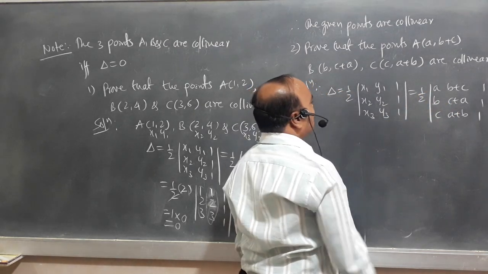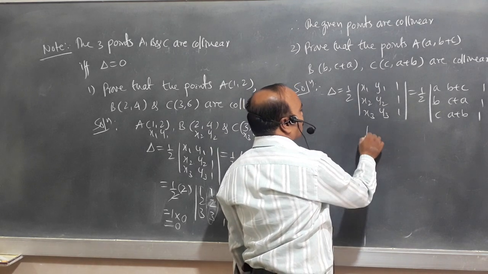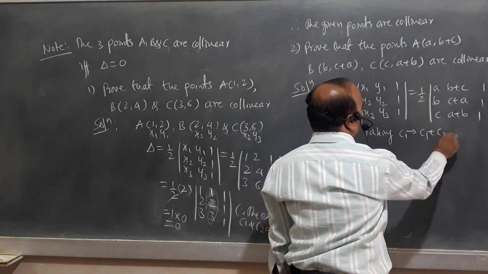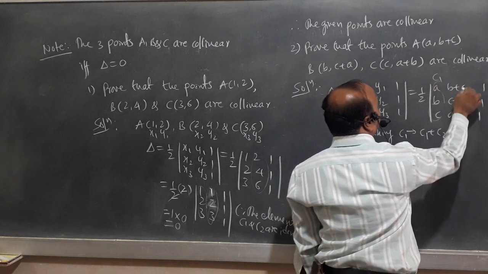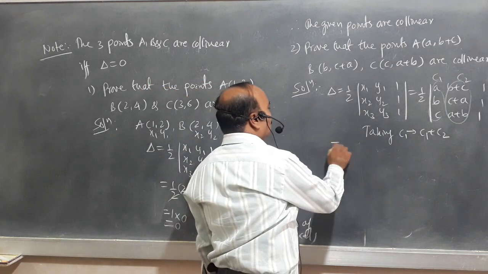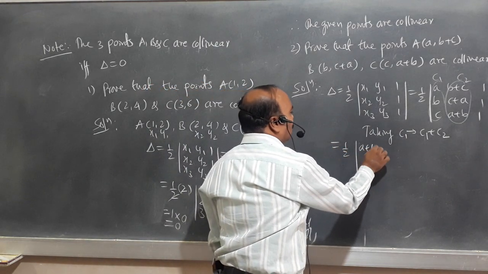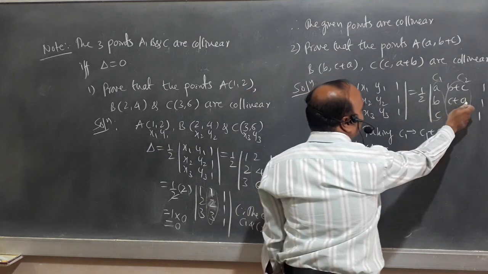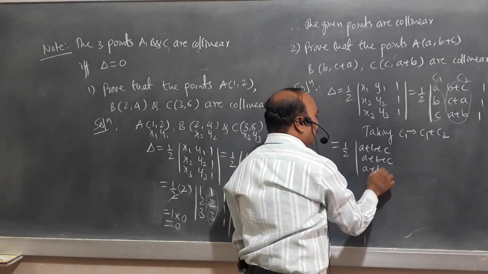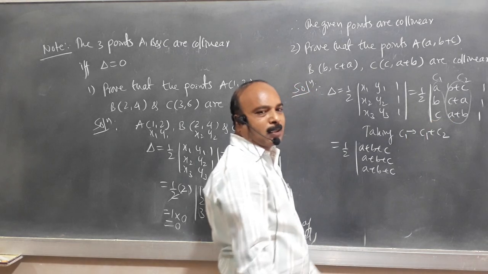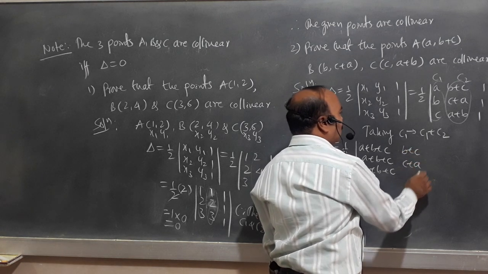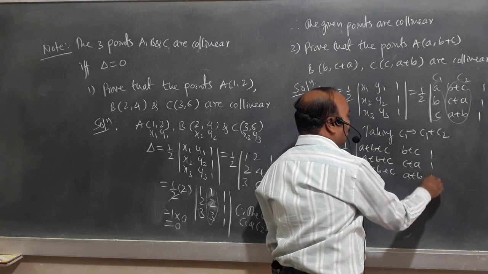Now we consider C1 replaced by C1 plus C2 by property. If you add C1 and C2, we get a plus b plus c in the first row. In the second row, b plus c plus a, which again is a plus b plus c. In the third row, c plus a plus b, which again is a plus b plus c. The remaining two columns are as they are: b+c, c+a, a+b, and 1 1 1.